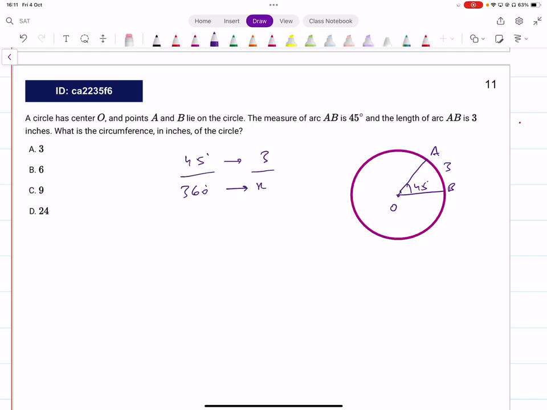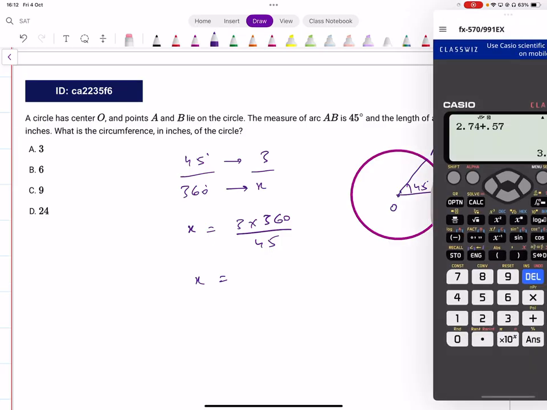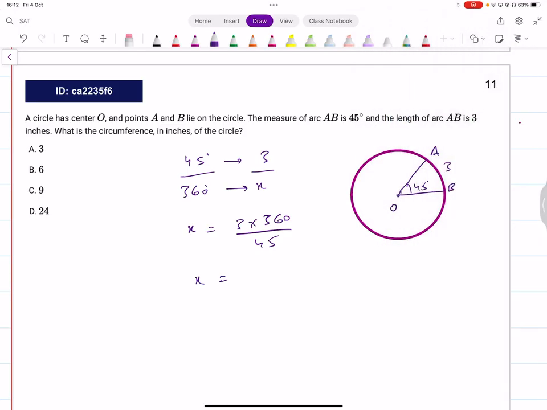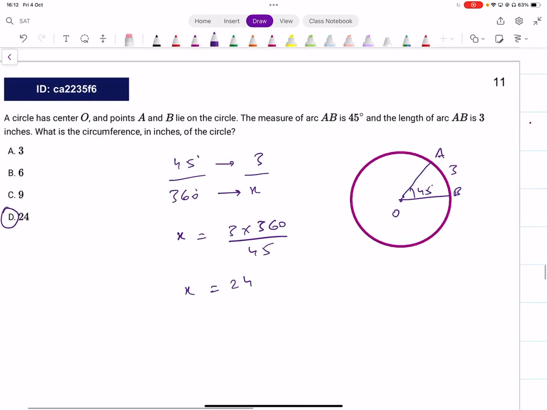Let's call that x. So you get x equal to 3 times 360 divided by 45, and you get a result. You can use simple ratios for this. 360 times 3 divided by 45 should give you 24. So this is 24. Alternatively, you could find the radius first and then use 2 pi r, and that will give you the same thing, 24. That was 11.